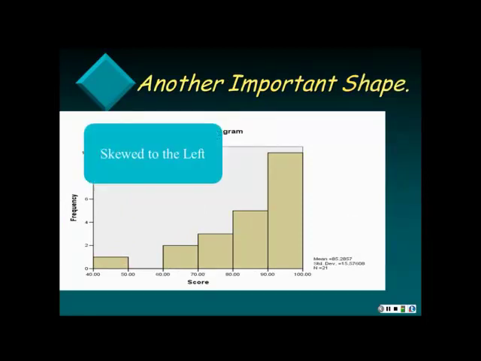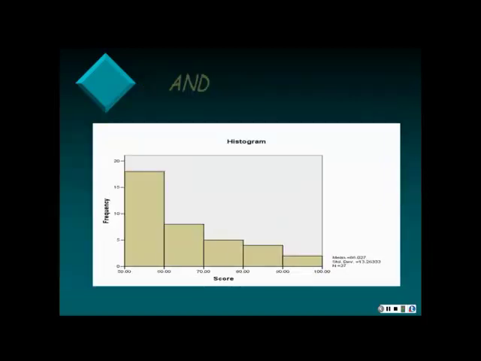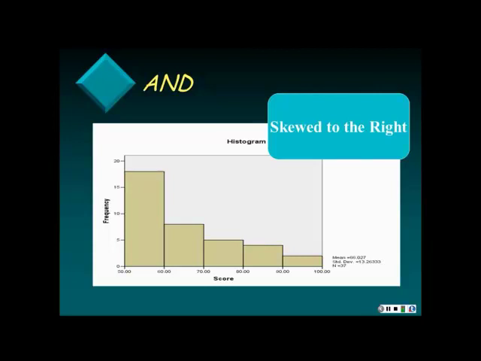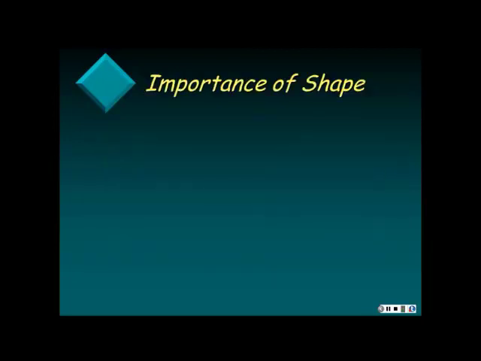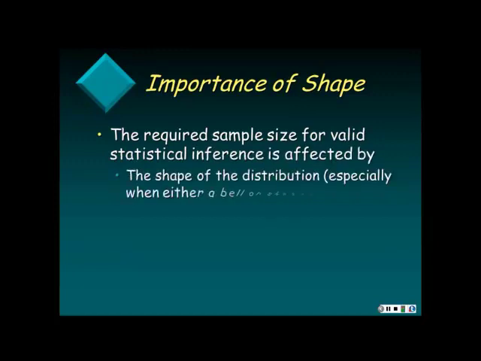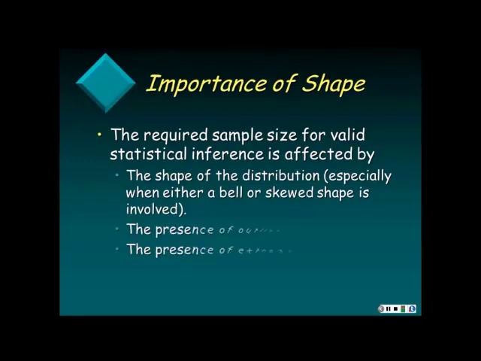So here's another important shape, that is skew. This one, skewed to the left, drops off to the left, as opposed to this next one, which is also skewed, but it's skewed or dropping off to the right. One of the reasons we're looking at shape is because that's going to affect the sample size that we'll need for valid statistical inference when we get to that part of the course. And so the things we want to look at are the shape, whether or not it's a bell or skewed. We'll also want to look for the presence of outliers and extreme values. Again, more about that in just a few moments here.